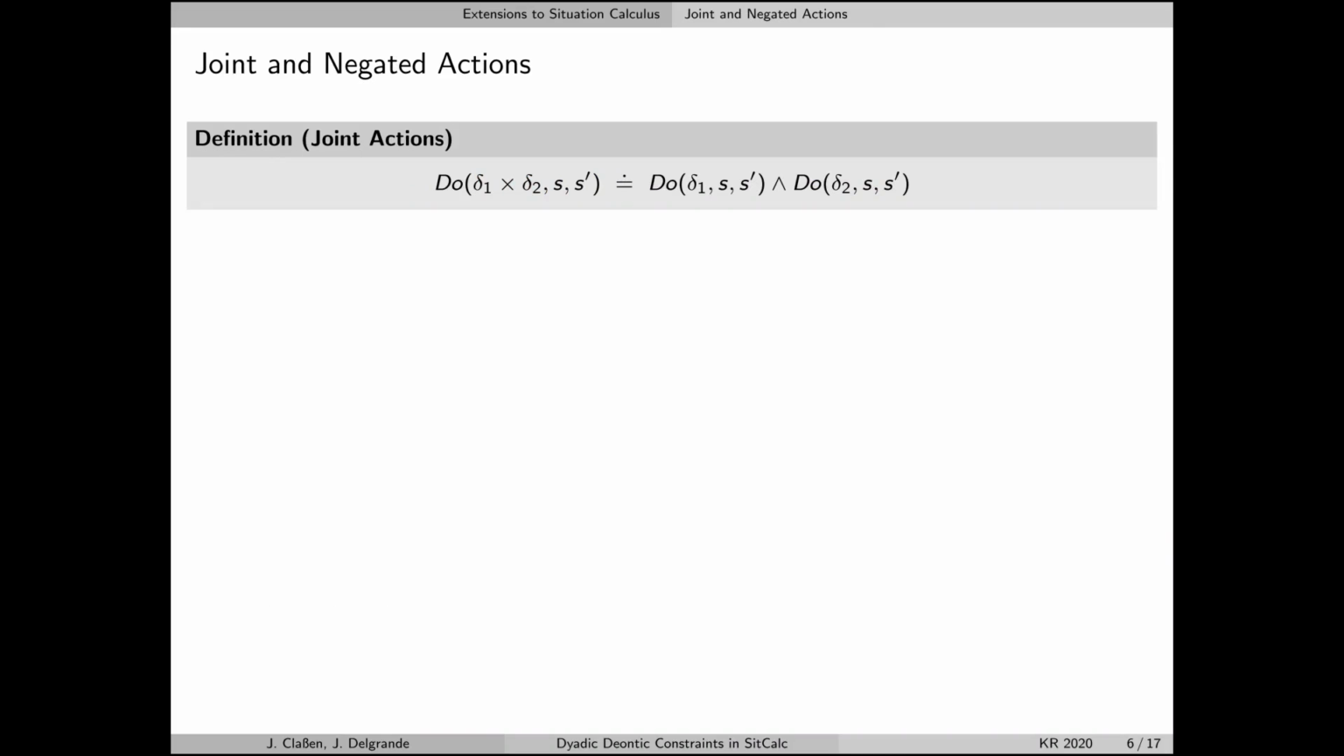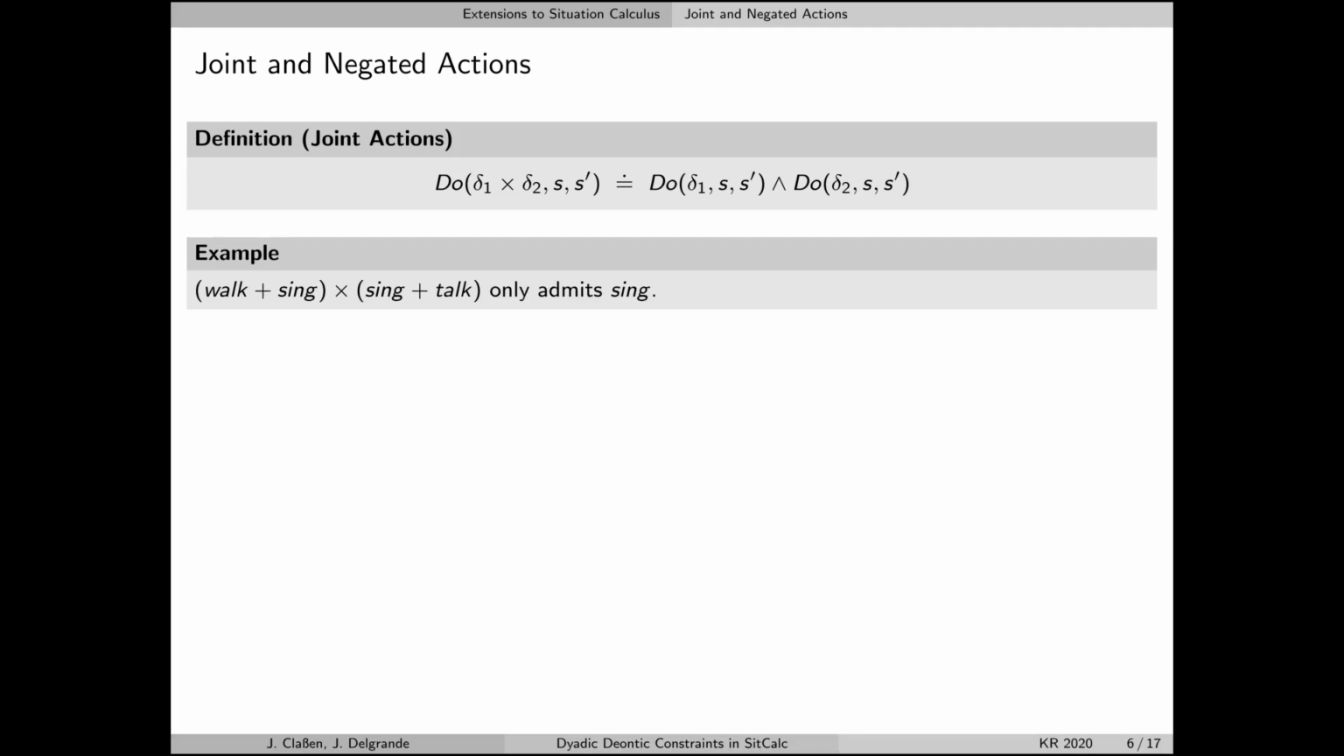We also extend the GOLOG language by two additional constructs. First, we define the joint execution of two programs simply by means of taking the conjunction of the do expressions for the two subprograms. For example, jointly doing walk or sing, and sing or talk only admits sing. And so basically you can think of this operator as the intersection of the two programs. And this should not be confused with concurrent execution.